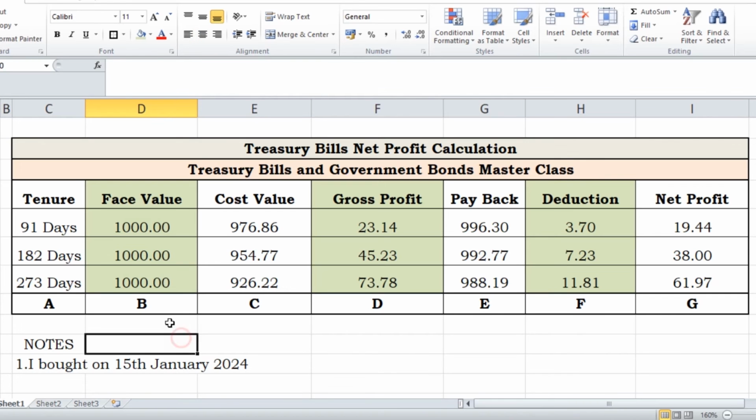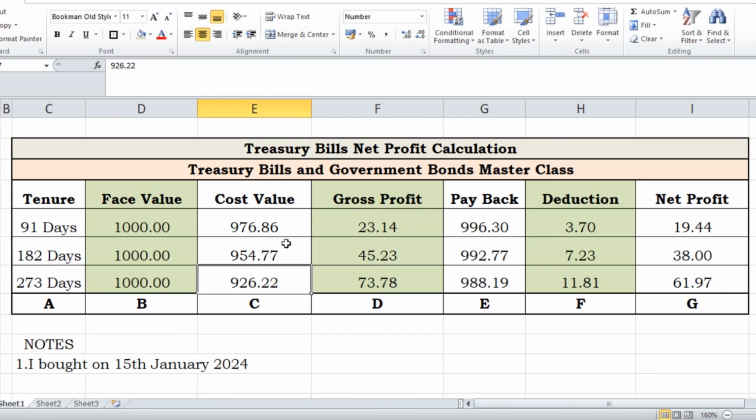Now, since treasury bills are sold on a discount, the deduction that was made from my account was not a 1,000, but rather a 976.86 for the 91 days, 954.77 for the 182 days, 926.22 for the 273 days. You get the point, right?